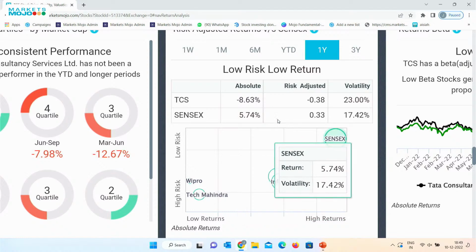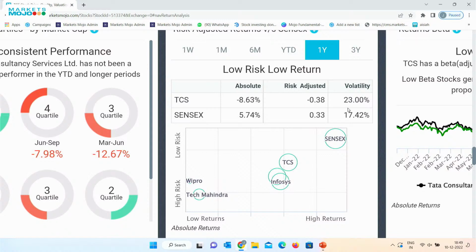Okay, and how is this actually calculated? Simple math formula. This is the absolute return and this is risk adjusted over here, and volatility. You just divide the absolute return by the volatility. The returns by the risk. So risk adjusted returns here, it says minus 0.38 and 0.33 for Sensex.